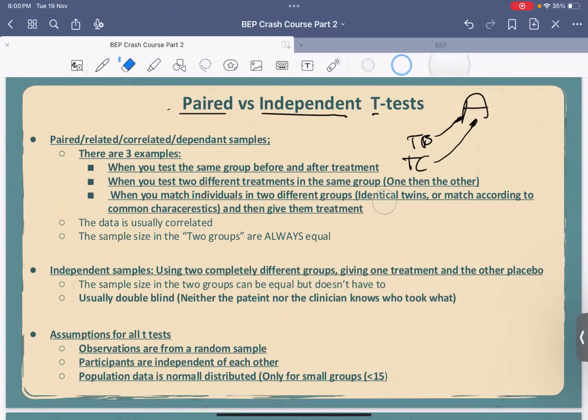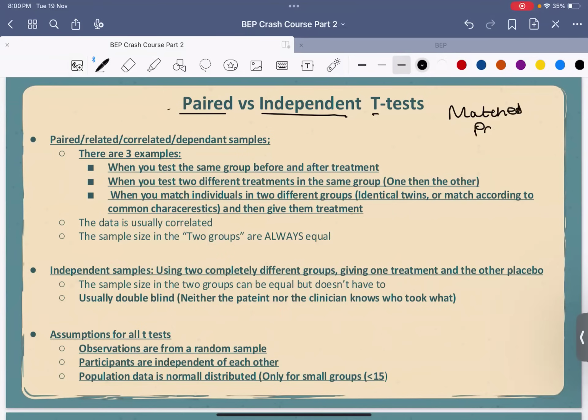A third type, which is a special type of paired test, is matched pairs. In this special type we have groups A and B, but A and B have to be basically the same in terms of characteristics. You get identical twins, for example, in group A and group B. They have the same genetics, they have the same characteristics. So it's basically as if you're using the same people.